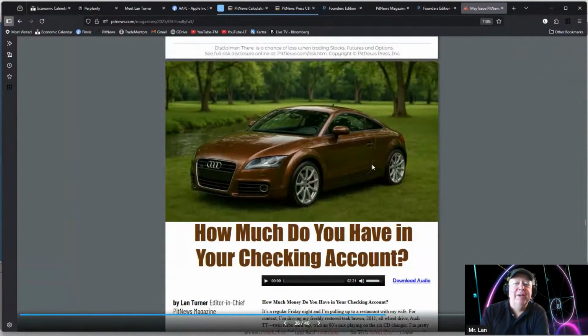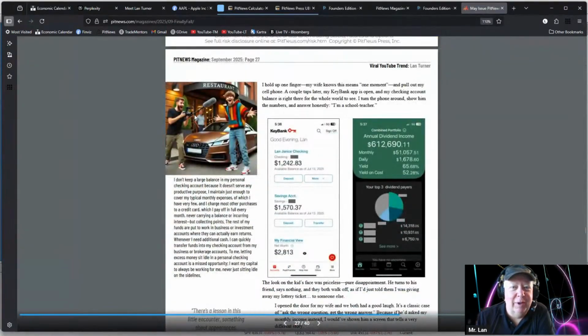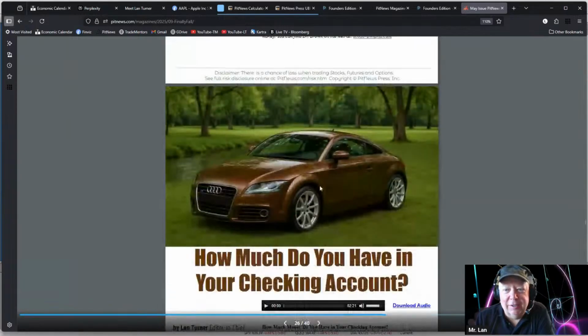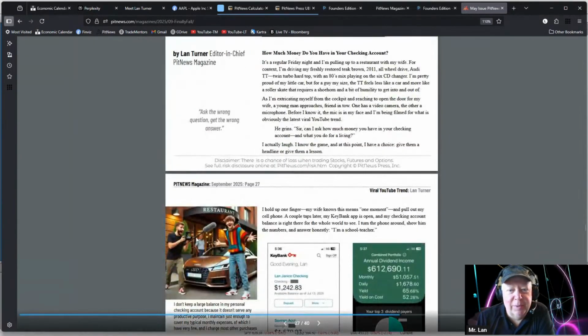Okay, here we go. How much do you have in your checking account? This is a great little funny article. I had a couple of kids come up to me and they stuck a microphone in my face. I was getting out of my little car. This is my little car. And they were asking me how much money I had in my checking account. And so I started to laugh because then the question, what is your job? What do you do for a living? And how much do you have in your checking account? You guys have seen this, kids doing this on YouTube all the time. It's kind of the new hot thing, right?